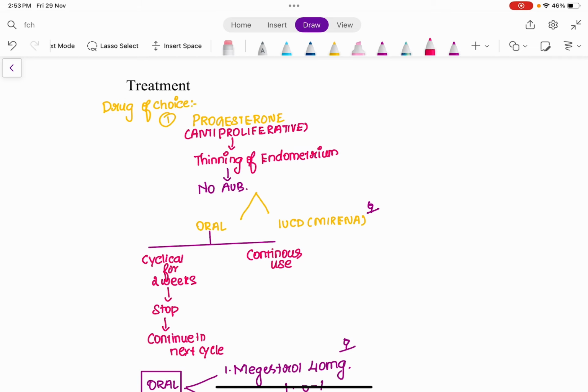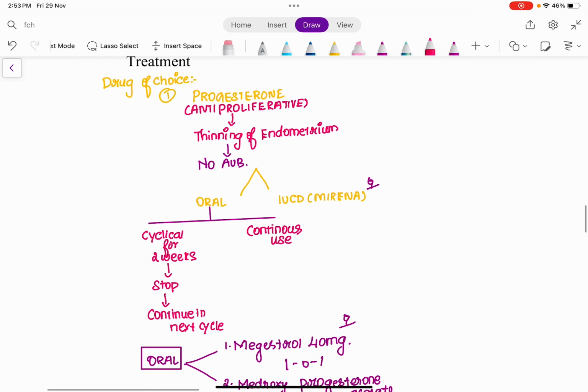So the primary goal is to control the bleeding in that female, right? She's going to come to you with complaints of abnormal uterine bleeding. So as a doctor, as a gynecologist, your responsibility is to control the bleeding. And how are you going to do that? The drug of choice for the treatment of endometrial hyperplasia without atypia is progesterone.